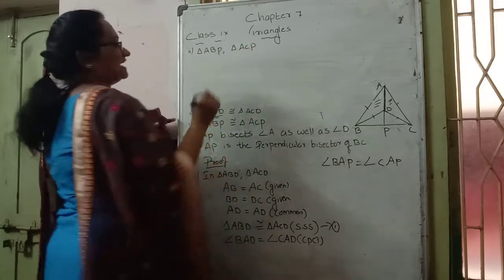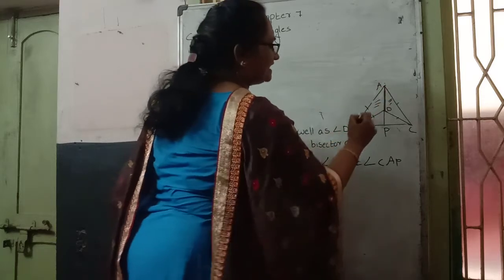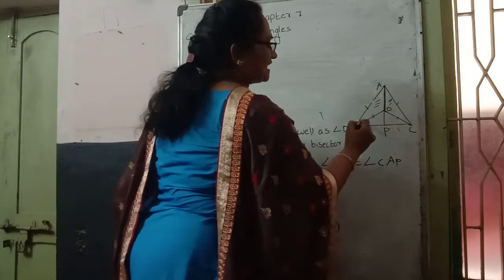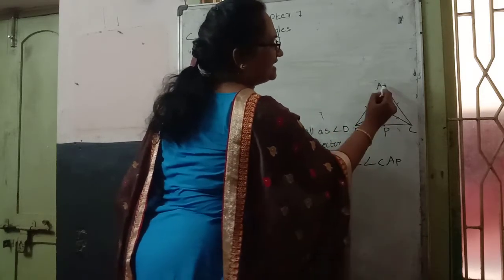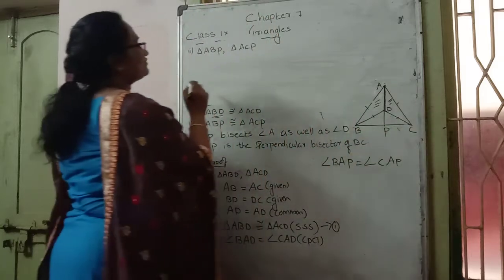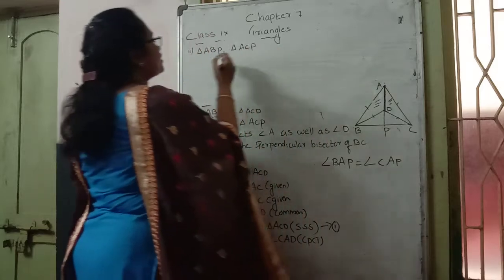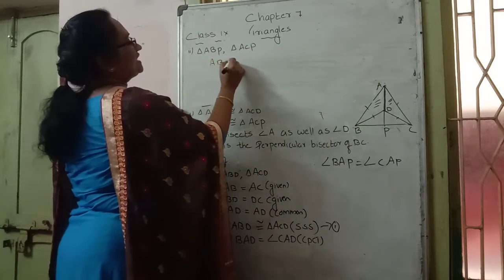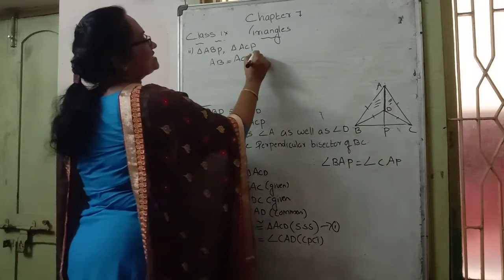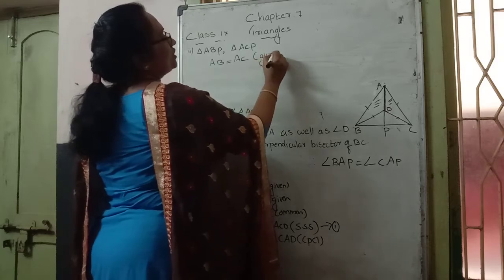In triangles ABP, the left side, and ACP, the right side, what information can we say? The AB side and AC side of the two triangles are equal. AB is equal to AC. That is also given in the question.